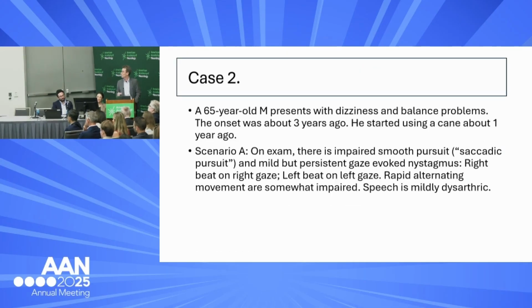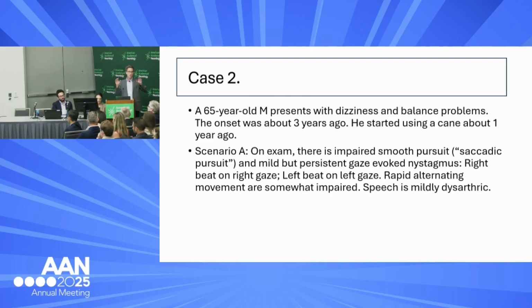So case 2 is a 65-year-old man. This one is less specific to age. I thought about just deleting age because this is just kind of a generic presentation: presents with dizziness and balance problems, started about 3 years ago and started using a cane about 1 year ago. So it's basically chronic and slowly progressive, is the gist of this.